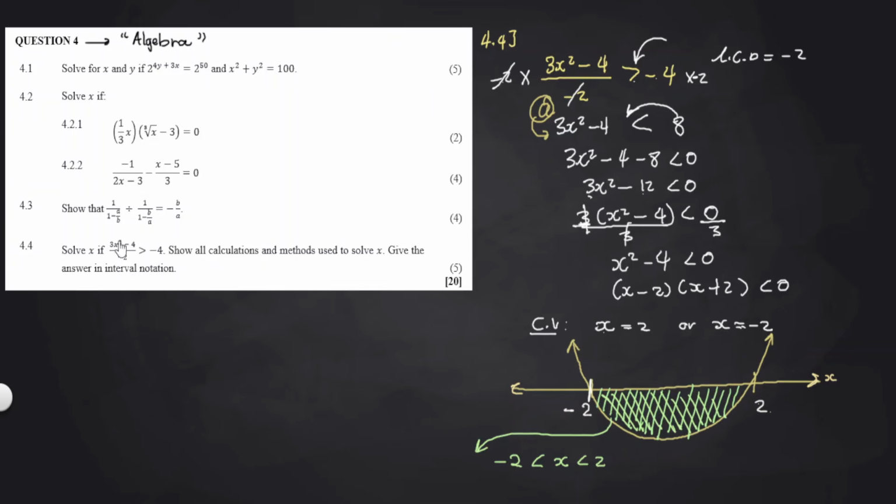They did mention we should leave our answer in interval notation. Interval notation is going to be: x is an element of negative 2 excluded, that round bracket says excluded, to positive 2 excluded. This is our solution for question 4.